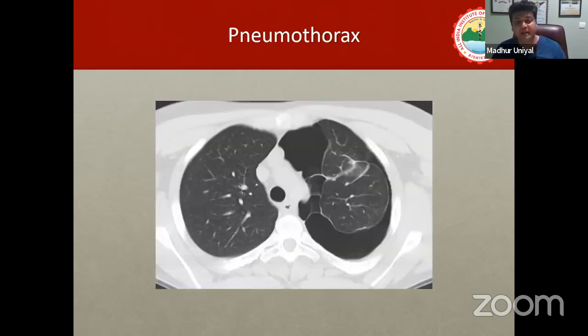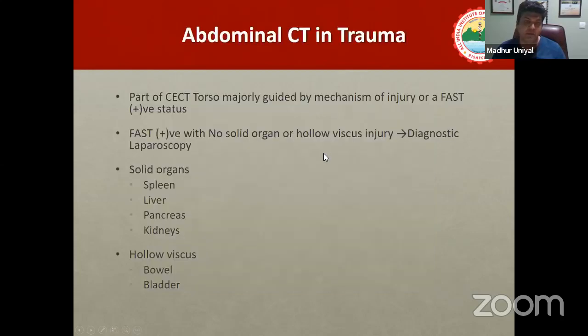And then pneumothorax, as I mentioned, is very well seen in the lung window, where you can see very dark, almost black air spaces, and you can see the lung in between, which is compressed. So this is how pneumothorax looks.